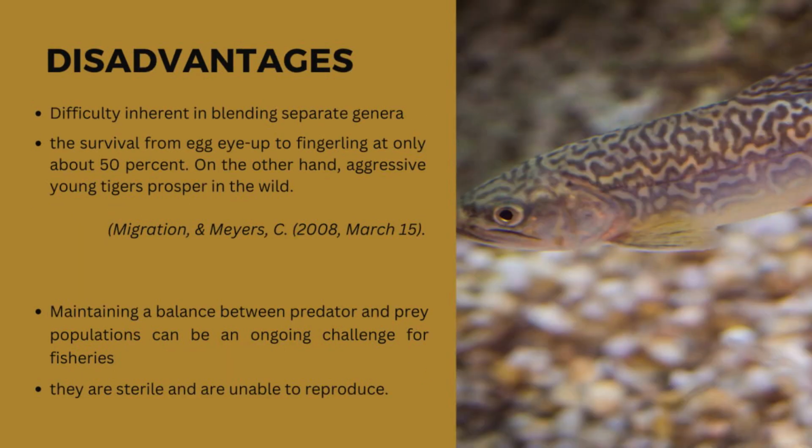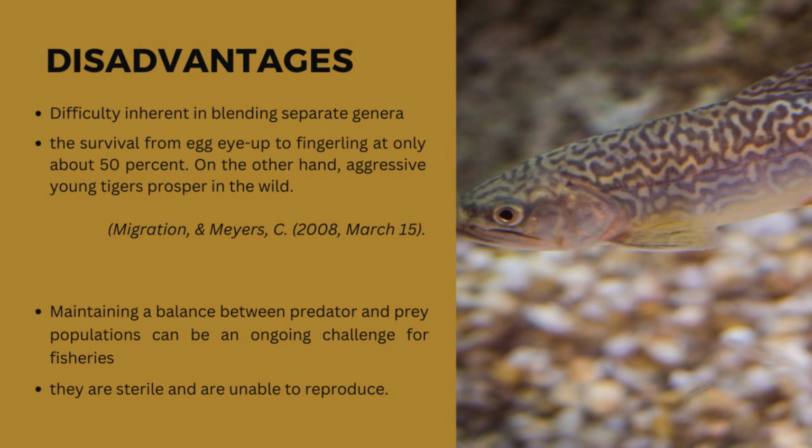However, introducing the hybrid trout, which is the tiger trout, also has disadvantages. Firstly, difficulty inherent in blending separate genera. And secondly, the survival from egg eye up to fingerling is only about 50%. On the other hand, aggressive young tigers prosper in the wild.